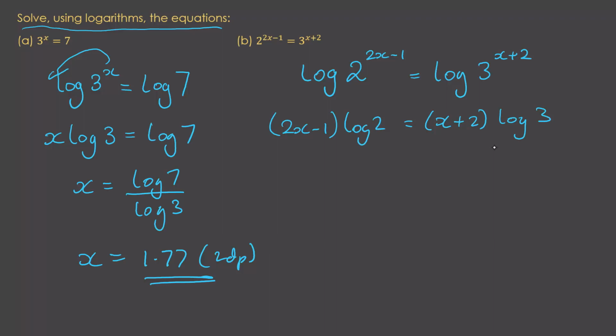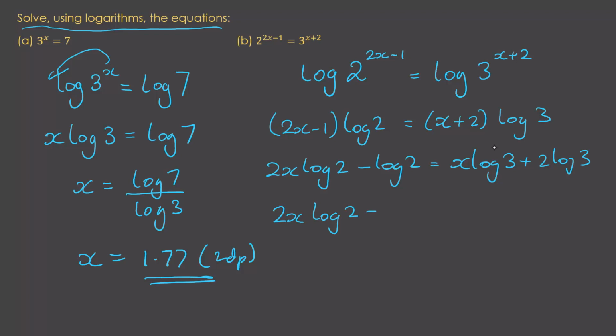Now, we've got to separate out the x's. So what we need to do here, now remember log 2 and log 3 are just numbers. So what we're going to do is expand the bracket, and I'm going to get 2x log 2, take away log 2, and then on this side I'm going to get x log 3 plus 2 log 3. Now I want all the x's on one side. So I'm going to subtract x log 3 from both sides. And so I'm going to have 2x log 2, take away x log 3 on the left. And then I'm going to add log 2 to both sides. So the right becomes 2 log 3 plus log 2.